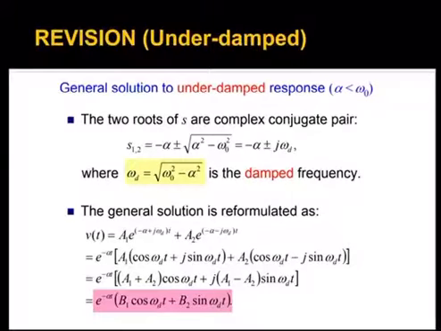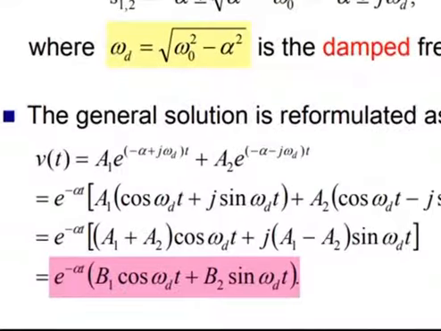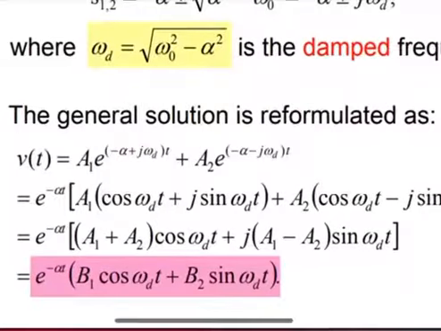However, this is already formulated into the sine and cosine equation. So we have, in the pink highlight there, V(t) equals e to the power of minus alpha t times B1 cos omega d t plus B2 sin omega d t.